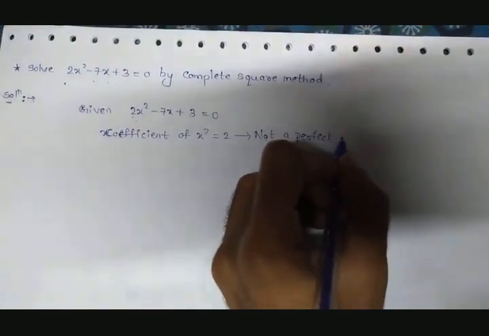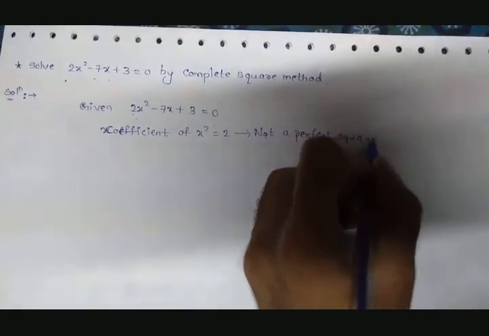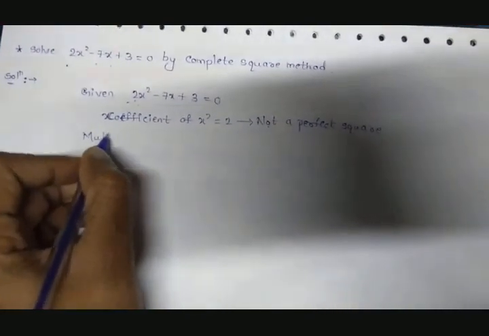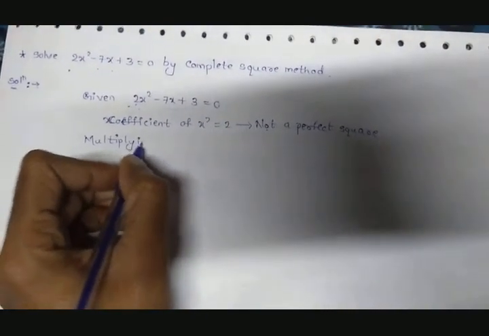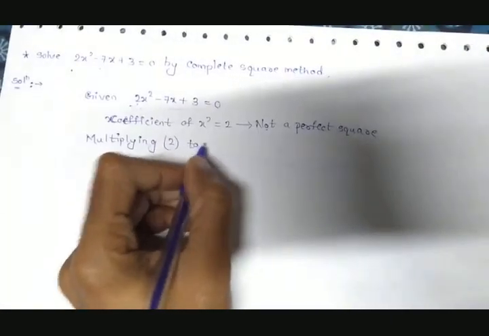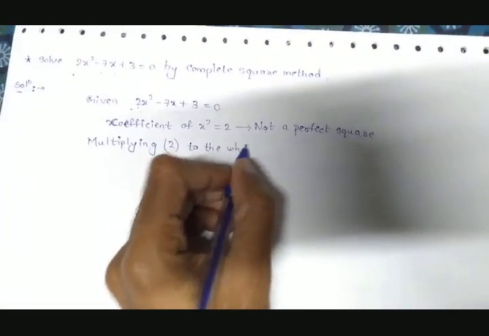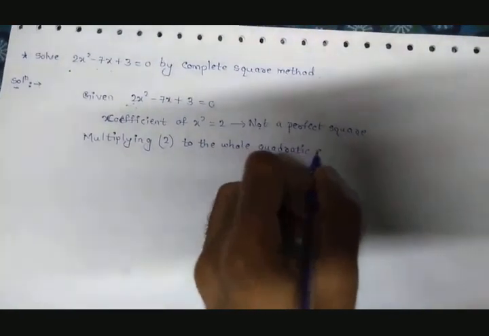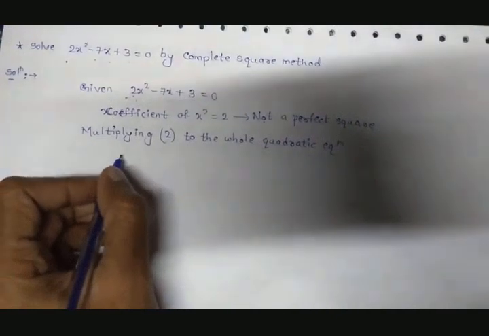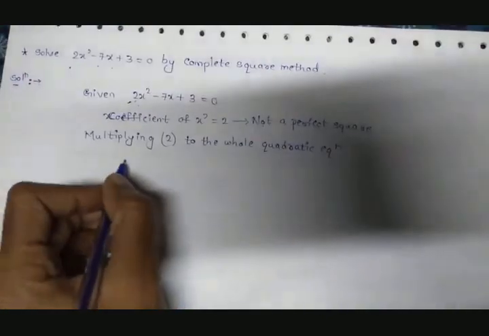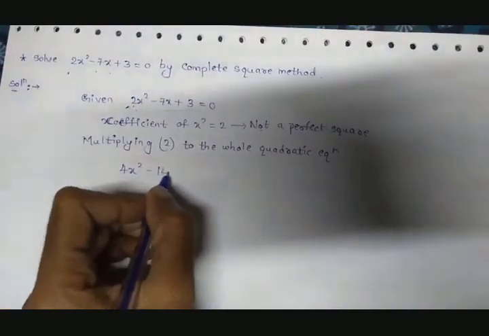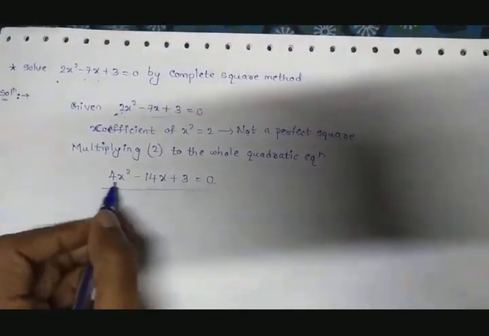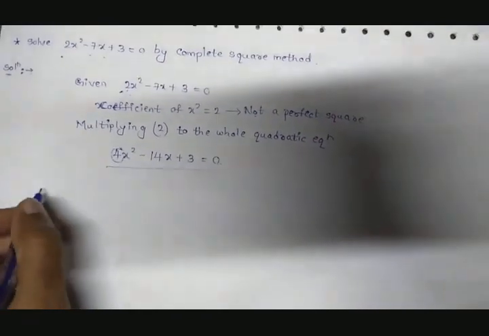So according to the steps, we have to make it a perfect square by multiplying the whole equation by the coefficient of x square. So multiplying 2 to the whole quadratic equation, so that it becomes a perfect square. If you multiply 2 to the whole quadratic equation, it becomes 4x square minus 14x plus 6 equals 0. So now we have the coefficient of x square in the form of a perfect square.